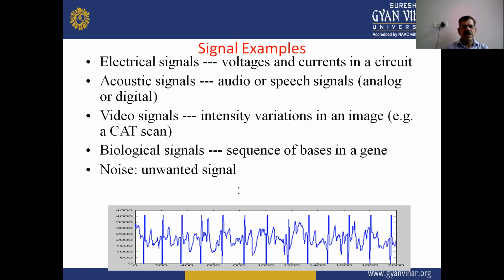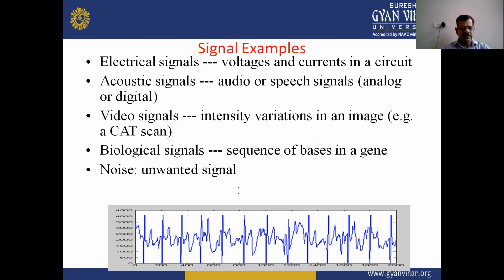So there are some examples of signals here. The first one is the electrical signal: voltage and current in a circuit. The second one is acoustic signals, audio or speech signals, analog or maybe digital.